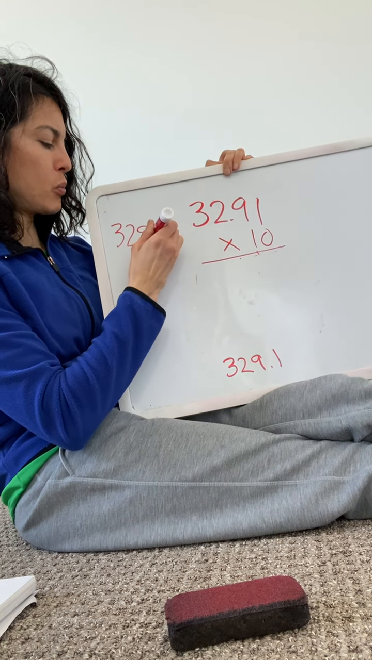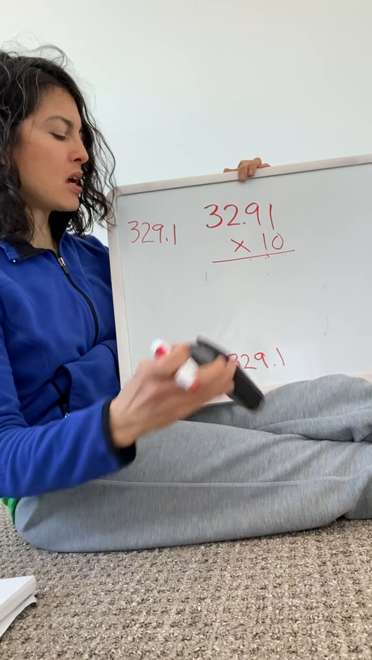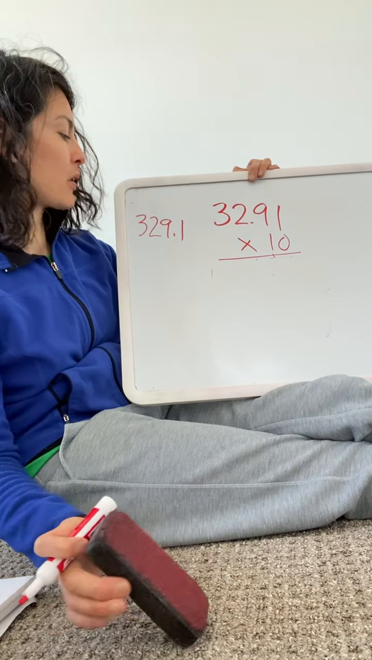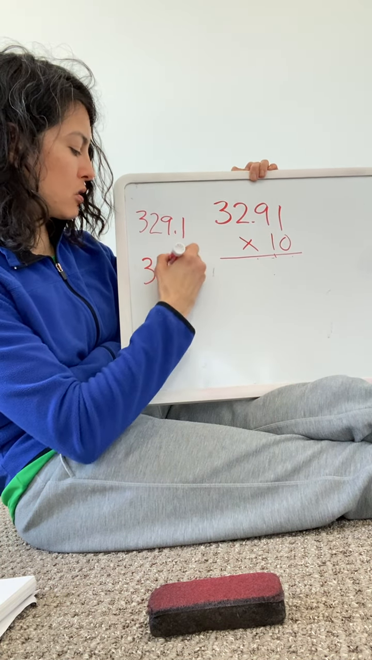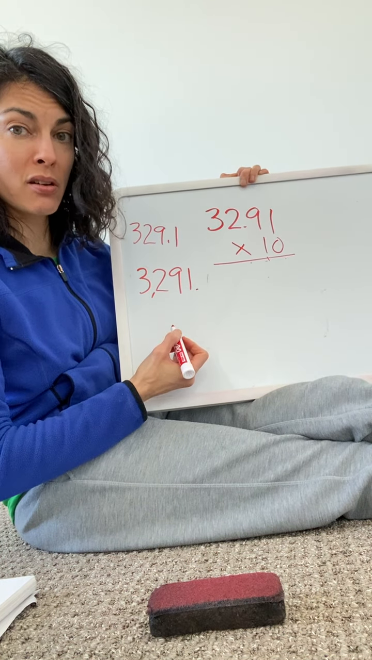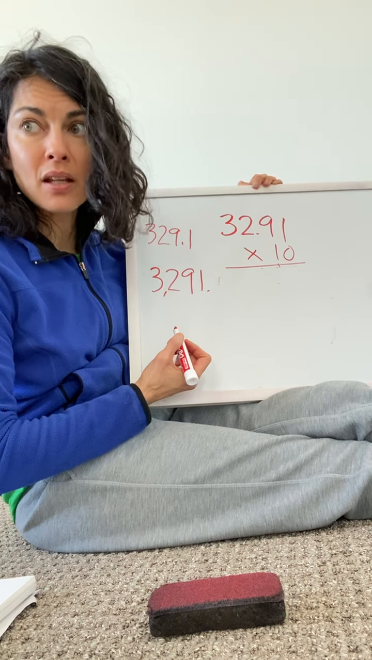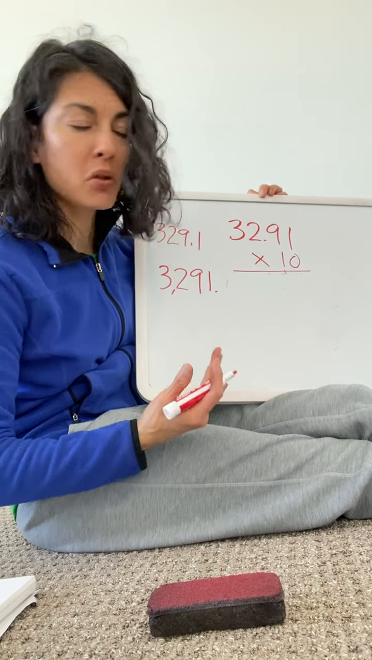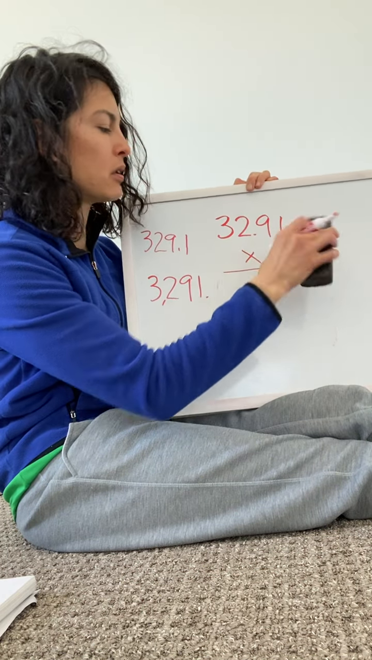329.1 is when we multiply 32.91 by 10. If this pattern continues, I wonder if multiplying it by 100 would make 3,291 with our decimal there. If you multiply by 10, 100, 1,000, 10,000, and so on, do you just move the decimal? Let's try it with 100. All right, we're going to do it longhand.